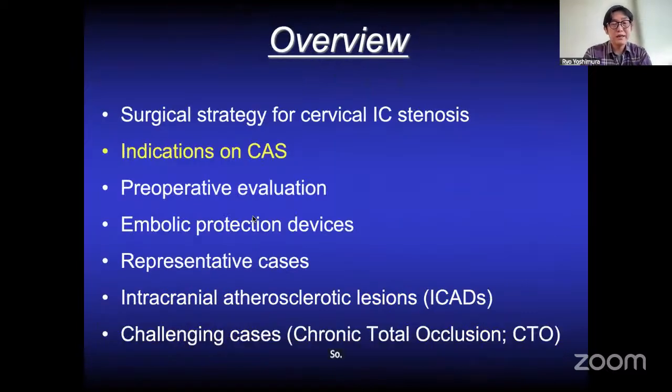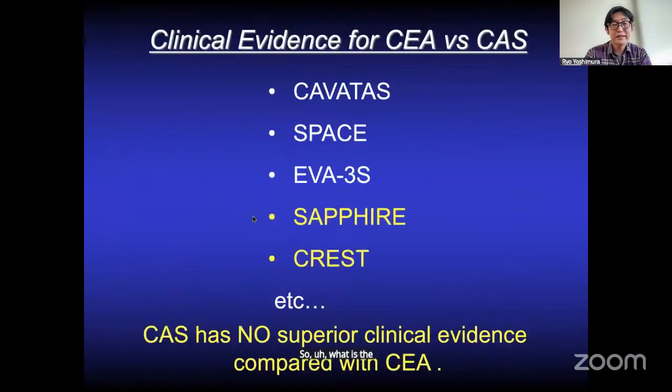So, what is the indication of CAS? We have a lot of clinical evidence for CEA versus CAS, but in all evidence, CAS has no superior clinical evidence compared with CEA. So CEA is still the gold standard. So I introduce 2 famous clinical trials, SAPPHIRE and CREST.